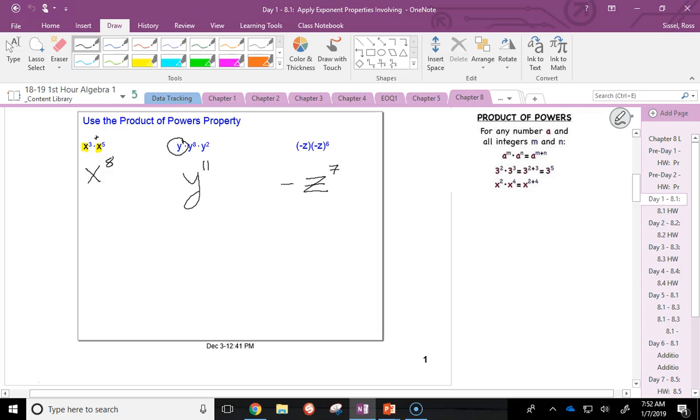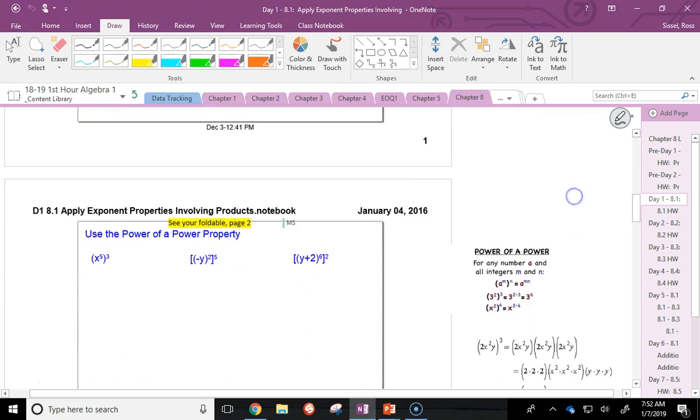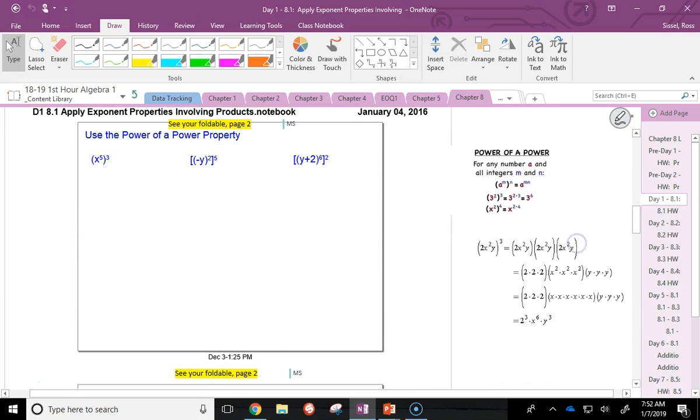Huh? Oh, there's no picture. That's awesome. So, there was our little reminder. Okay, let's scroll down to the next ones.